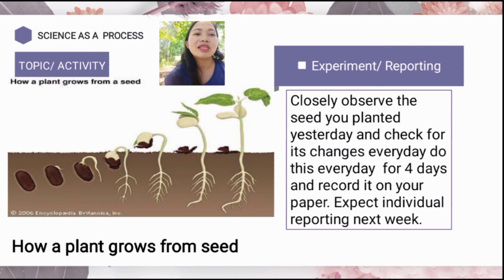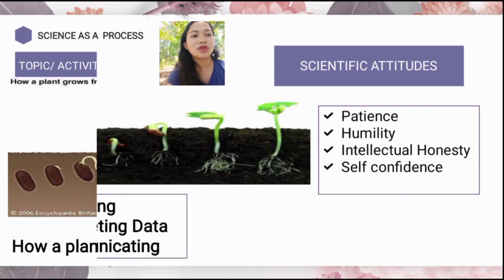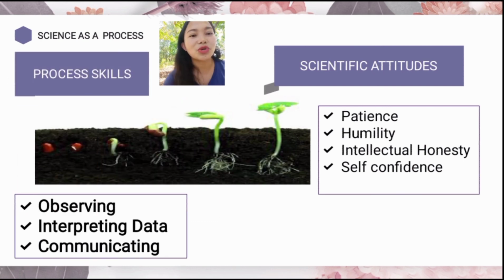In this activity, this involves, first, of course, observing and interpreting data, as they write or record the progress of the seeds from when we saw them. And communicating. Of course, as they report, they have communicated. They use communication, so the communication process skill is involved.